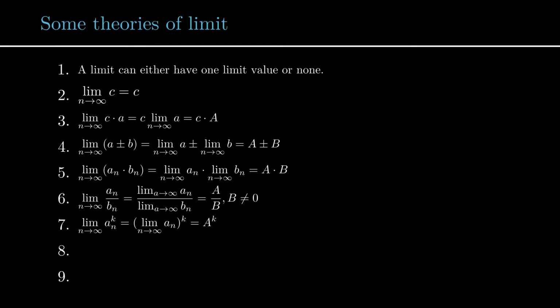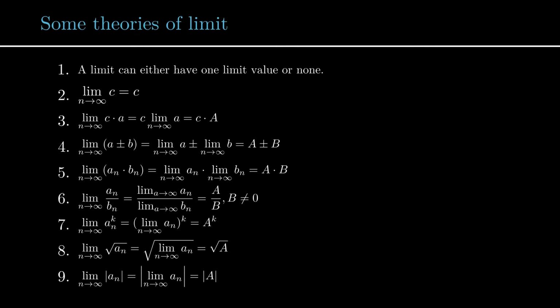In this case, you can move between them. Number 8. Limit of square root of an as n approaches infinity will equal square root of limit of an as n approaches infinity, which equals square root of A. And number 9. Limit of absolute value of an as n approaches infinity equals absolute value of limit of an as n approaches infinity, which is absolute A.